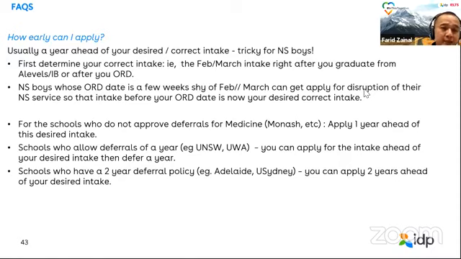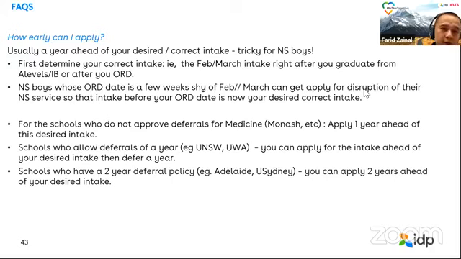So firstly, of course, determine the correct intake. For the boys, it will be after they ORD. Let's say your ORD date could be a few weeks past the February-March intake, you can look into applying for disruption of your NS service. But of course, this is subject to approval from your unit, and this varies from case to case or different units basis.